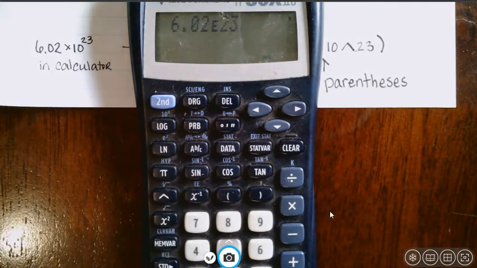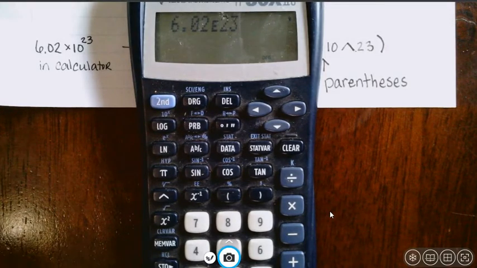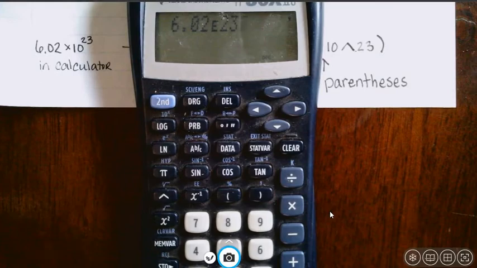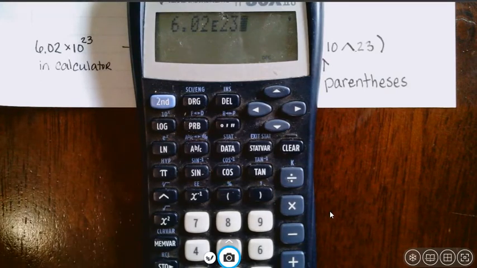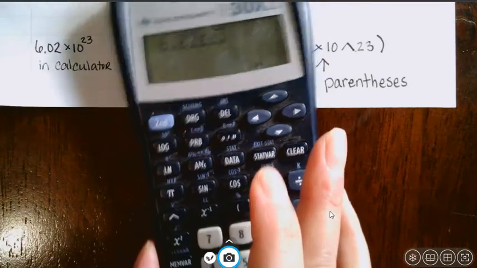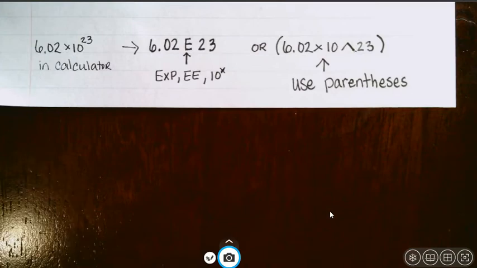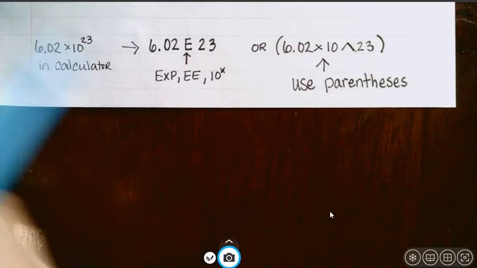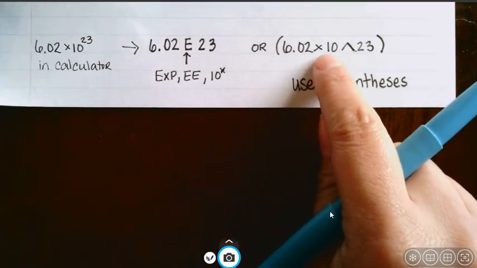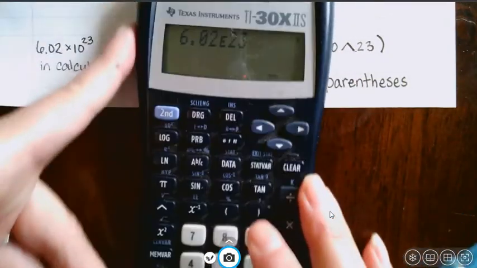The nice thing about using it like this is that it keeps it all together. It's like putting it in parentheses. It attaches it in your calculator, and then the order of operations doesn't mess up later. If you are not comfortable seeing that E, use the caret method.